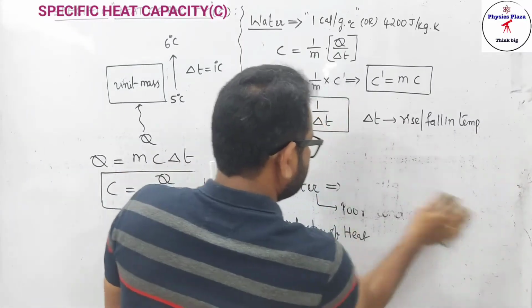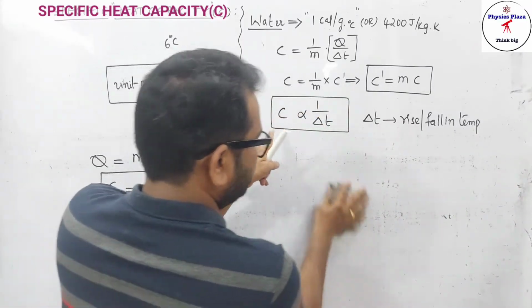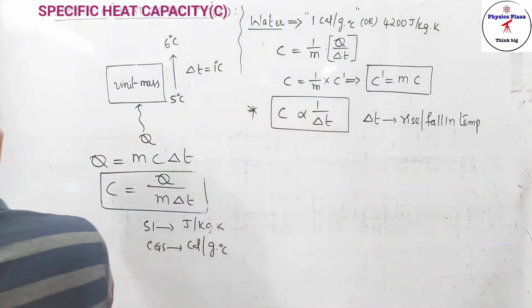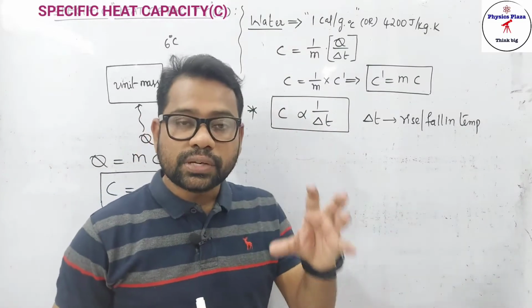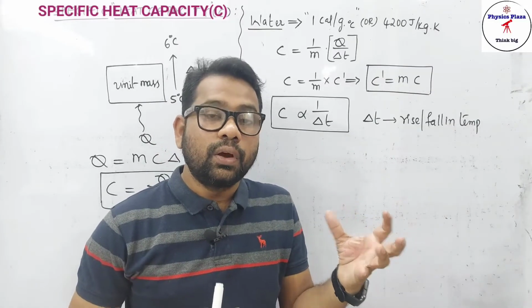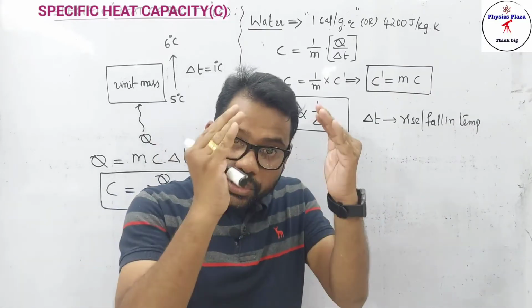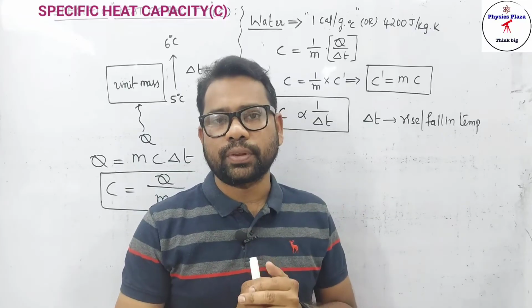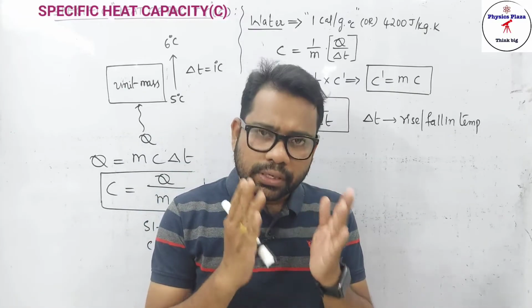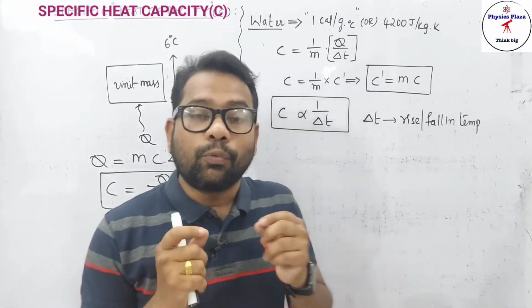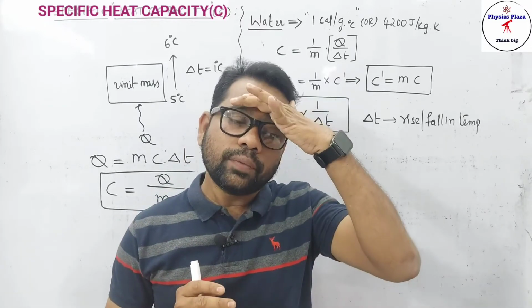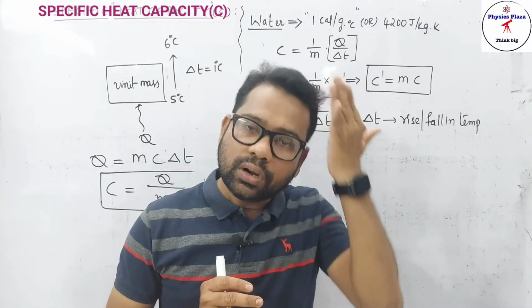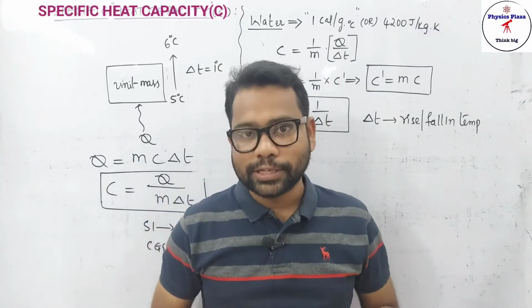So the application part is also based on this relation only. If you can understand this relation, then everything will be very, very easy. Children, the substance with high specific capacity will show low rise in temperature or low fall in temperature. The best example you can take is water only. So water has high specific capacity, so due to the high specific capacity of water, we will have so many applications.